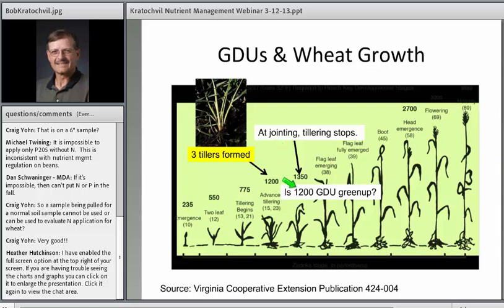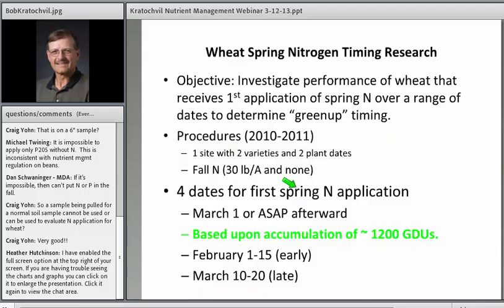So is 1,200 growing degree units considered green up? And that's what the focus of a research project we've been conducting the last few years has been. The way we've been doing this project, we started in 2010, 2011, we had only one site that year. Our second site was lost because of a very poor stand establishment. We've used 2 varieties, and that first year we had 2 planting dates.